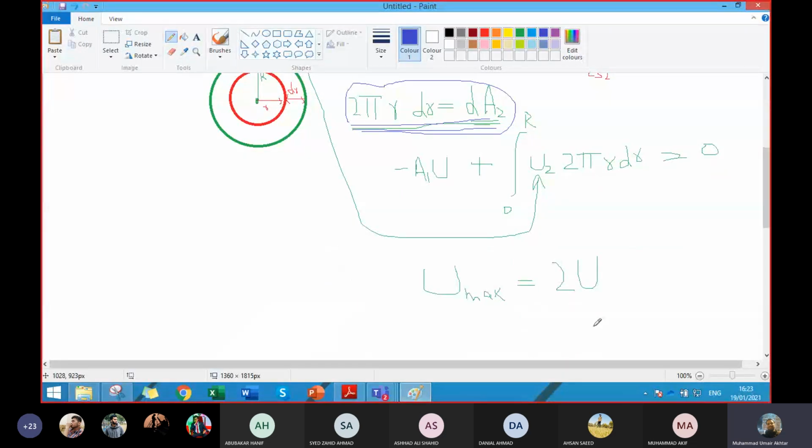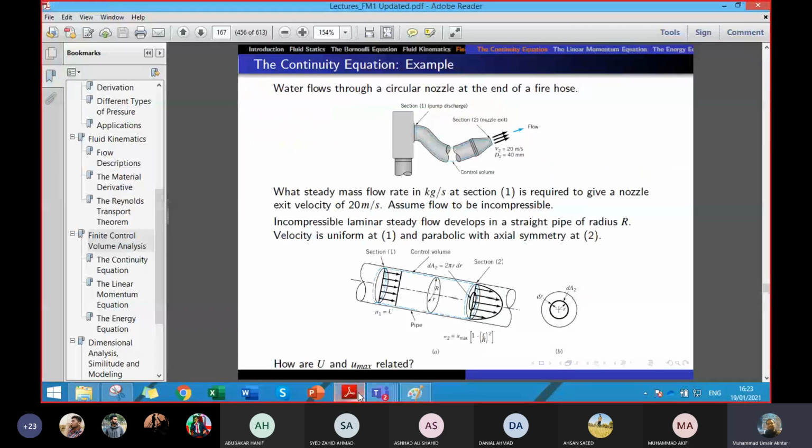It's clear. Then we solve another problem. We're solving a lot of problems today, so we can have a better concept of the continuity. Some of the problems I will just be describing to you and you'll be solving them yourselves. Others we'll be solving in detail.